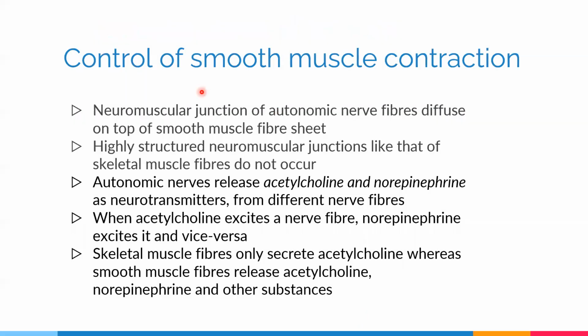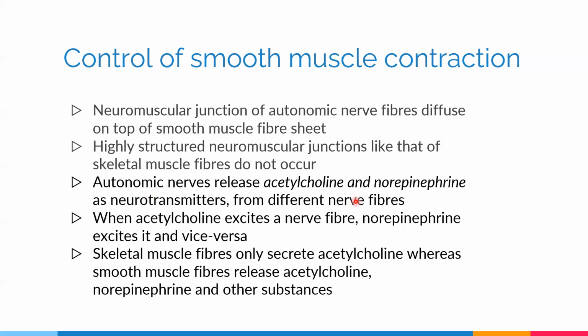Finally, we come to control of smooth muscle contraction. Neuromuscular junctions of autonomic nerve fibers are diffuse on top of the smooth muscle fiber sheet. Highly structured neuromuscular junctions like those we have seen in the case of skeletal muscle fibers do not occur. Instead, a diffusion of nerves across the smooth muscles occurs.